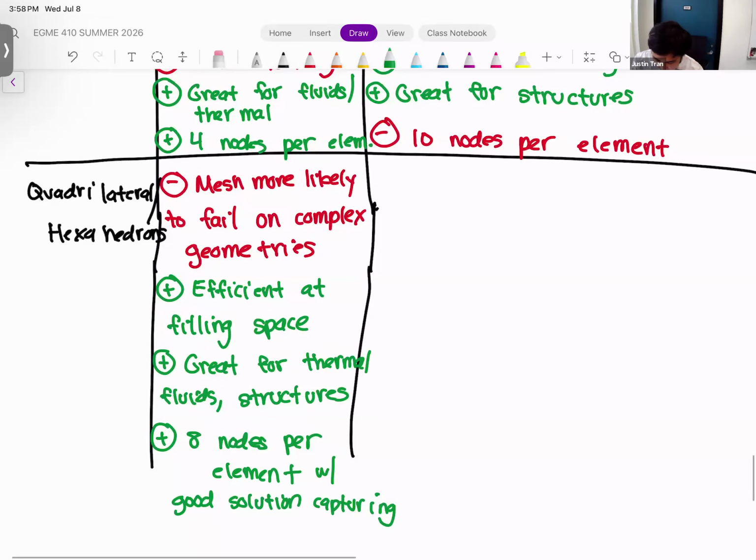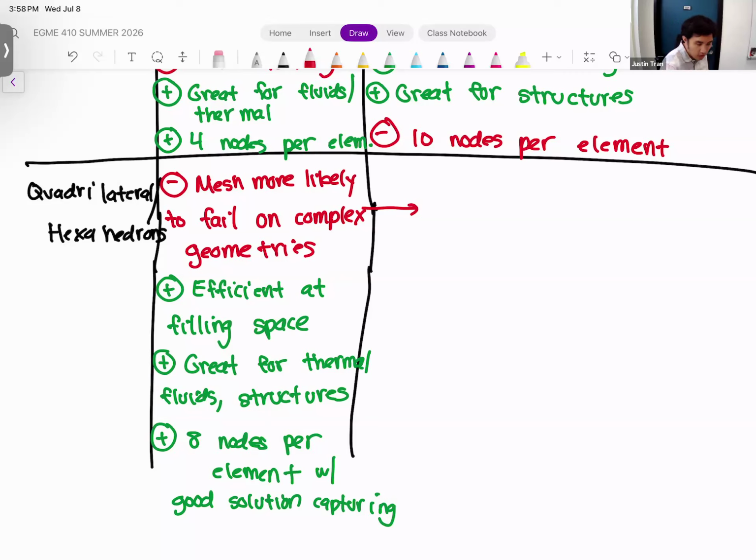And then finally, we have the quadratic hex. We'll go ahead and finish up this table, and then we'll take an early break just so we can talk about the midterm project right now. The quadratic hex still has the same issue as the linear hex, right? If you have a complex geometry, it can still be difficult to mesh it.